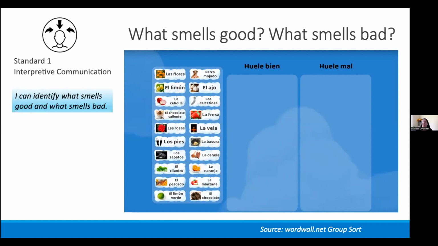This is a one-way message. They're getting input, but they're showing me that they're understanding by being able to identify with their finger, with their thumb, and some of them might be able to say it immediately. They might be able to say huele bien or huele mal, or they might just say bien, or they might just say mal, right? So it depends on where they are in their readiness.